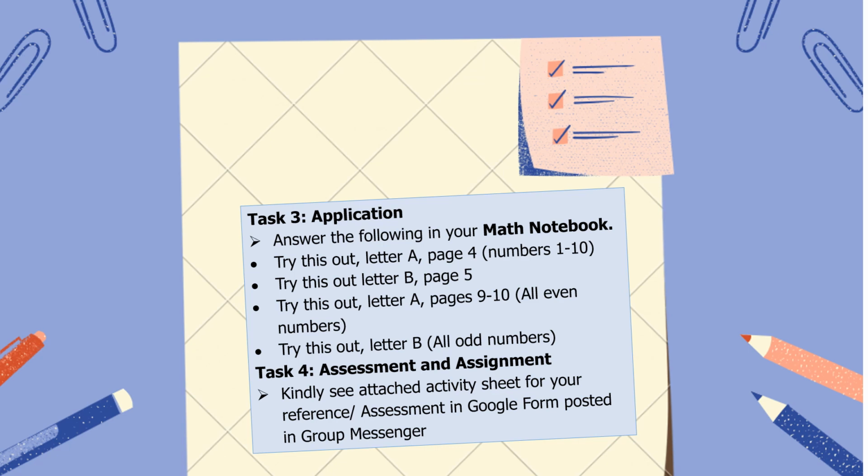Okay, so next is try this out. Letter A, pages 9 to 10. So you're going to answer all even numbers only. So in letter A, all even numbers. So that is 2, 4, 6, 8, 10, 12, 14, 16, and 20. Okay, and for letter B, all odd numbers. So that is 1, 3, 5, 7, and so on.